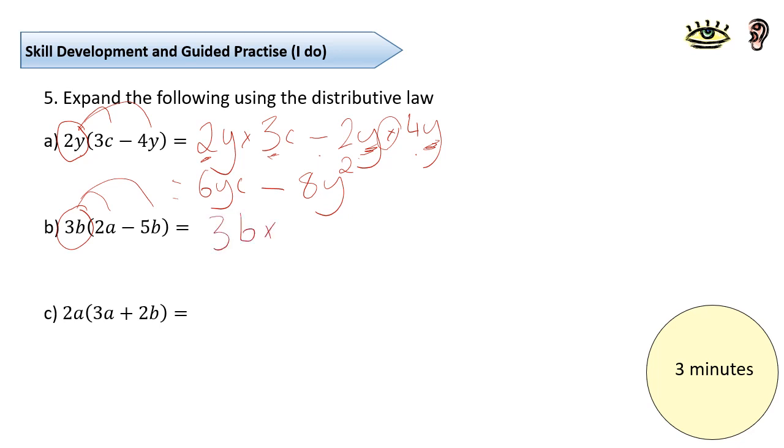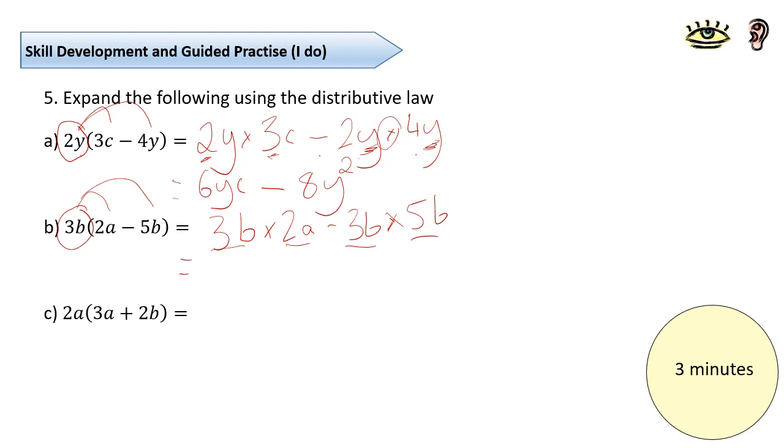3b times 2a, take away 3b times 5b. Let's fix up that times there. Again, when I'm doing these problems, I'm not even looking at what I'm multiplying yet. I'm just writing down the rule. The first thing out the front times the first thing in the brackets. The first thing out the front times the second thing in the brackets. It's the same thing over and over. Now I'm ready to start looking at what those things actually are, and I can simplify from there.